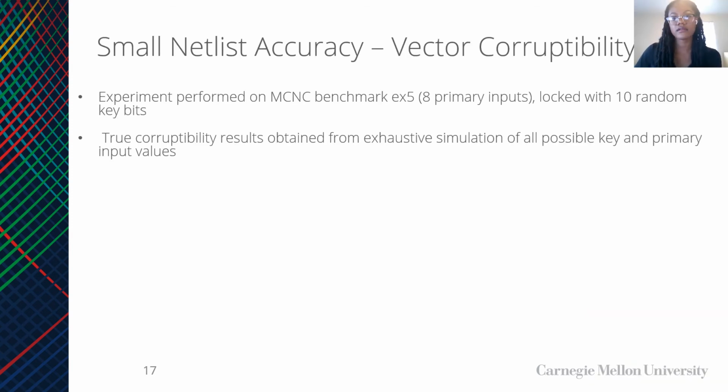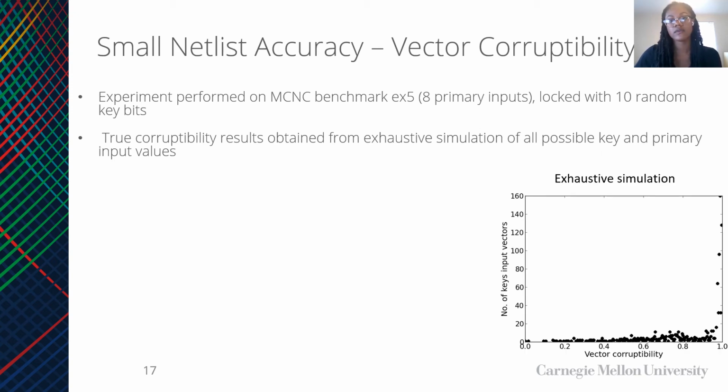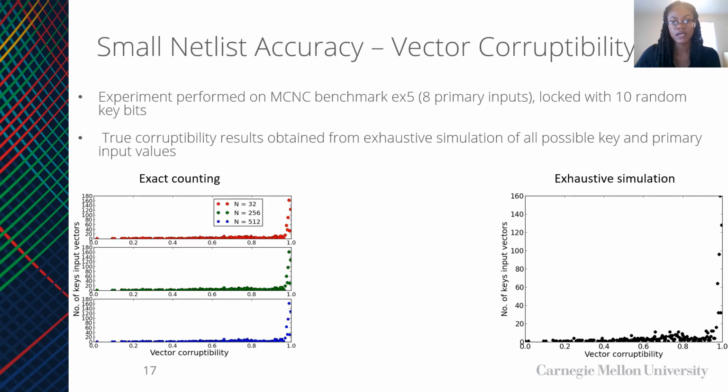To demonstrate the accuracy of our method, we ran the corruptibility measurements on several small benchmarks that can be exhaustively simulated to obtain the true corruptibility distribution. So in this particular experiment, we used the benchmark EX5 locked with 10 random key bits, and the true vector corruptibility is shown here. And so for exact counting, you can see that as n, which is the level of n detect for each selected fault, increases, so does the accuracy of the distribution compared to exhaustive simulation.